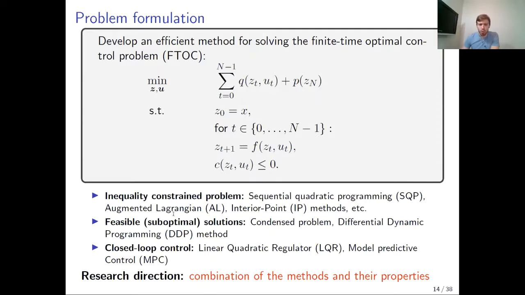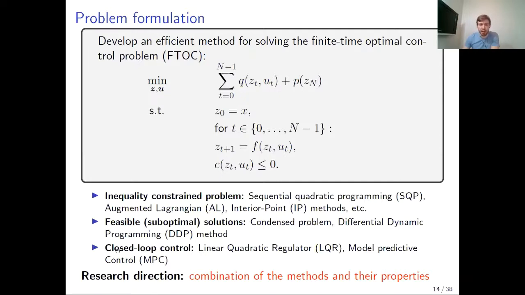We also want to get a feasible solution as soon as possible. One can use a condensed problem, or one can use the differential dynamic programming method. We also want to compute the feedback laws to establish better closed loop control properties, just like in LQR or similar to resolving the model predictive control. So the research direction would be a combination of all the aforementioned methods in the hope to combine their properties.